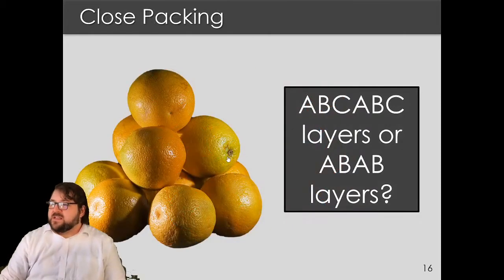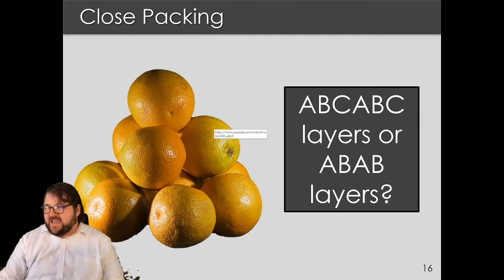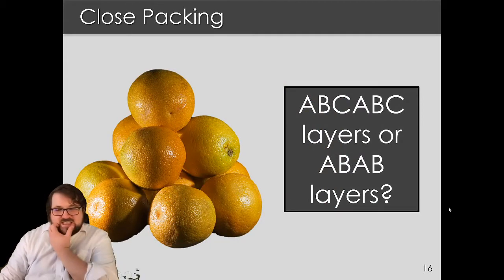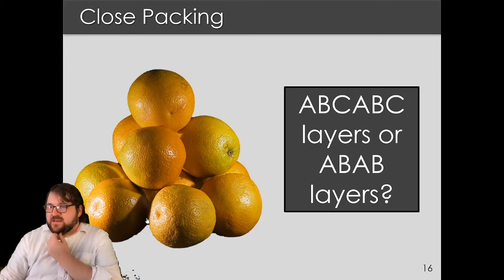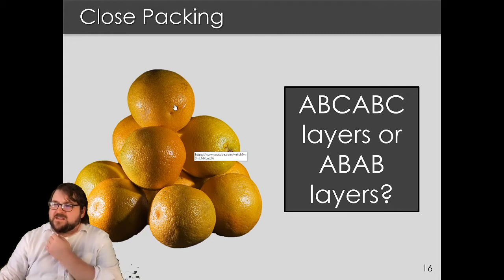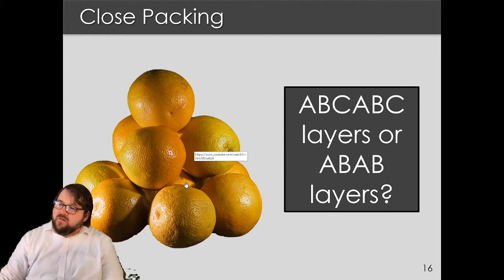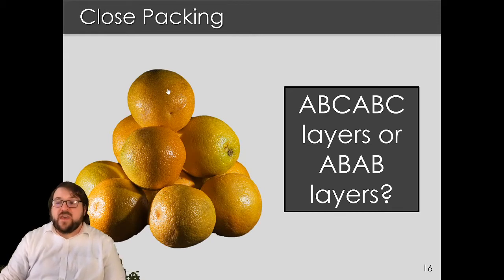So let's have a quick look at this one. If we look at the oranges here, have we got A, B, C or A, B, A layers? Well, the first layer is there, but notice the top layer. Let's say that's the A layer, then B, and then at the top we've got C. It looks like layer C is directly on top of the orange in the middle of layer A, isn't it? So in fact, that must be another A layer. So here we've got A, B, A layers.